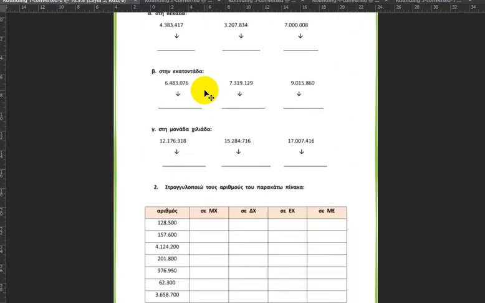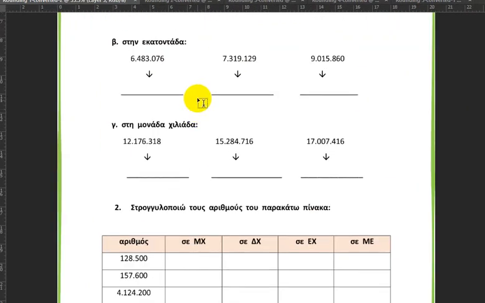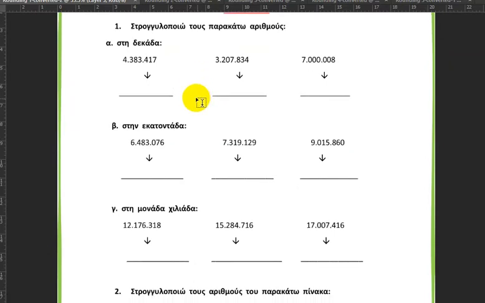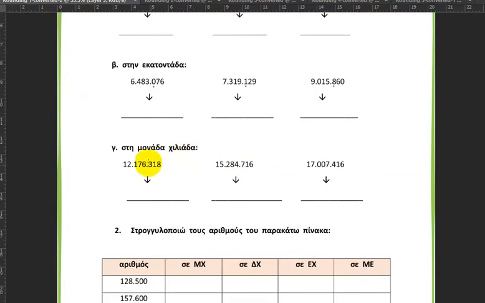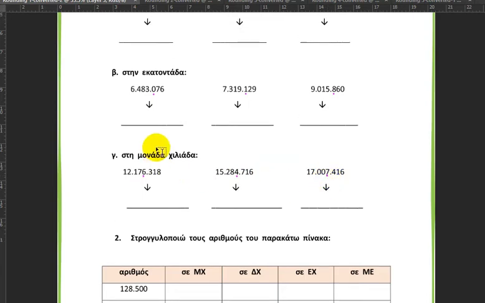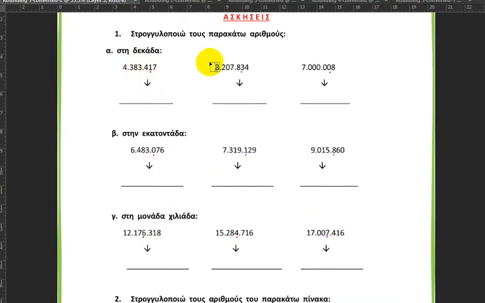So let's get started with worksheet number 1. We first need to round these numbers. Here we will be rounding to the tens. Here, here, and here. Here the hundreds, so here, here, and here. And here the thousands, so here, here, and here. Now, let's get started.